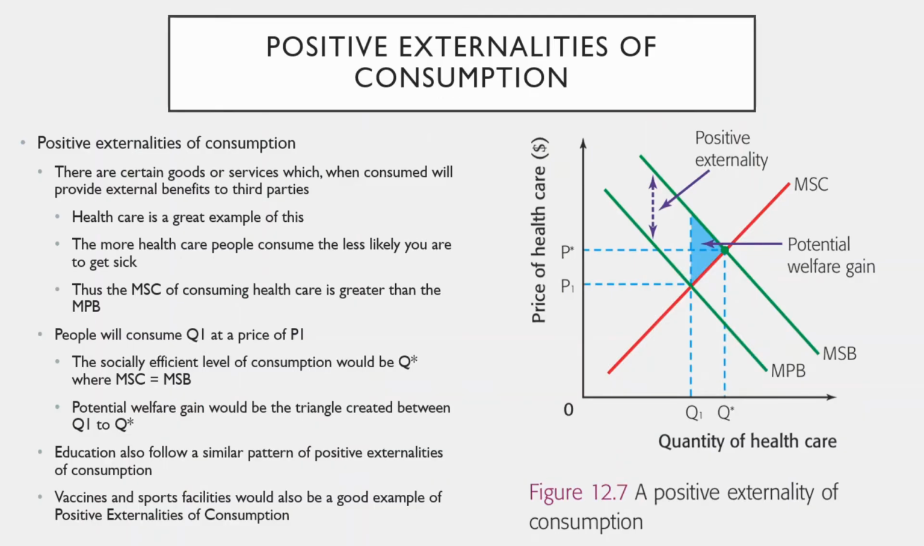So if you look at the positive externalities of consumption, we'll look at this and we'll analyze the graph a little bit. There are certain goods or services which when consumed will provide benefits to third parties. Healthcare is a great example for this. But because of this, the marginal social benefit is greater than the marginal private benefit. So a lot of times the government will have to do some kind of action to help out. Because people will only consume at Q1P1, the marginal private benefit. So there will usually be some type of government action.